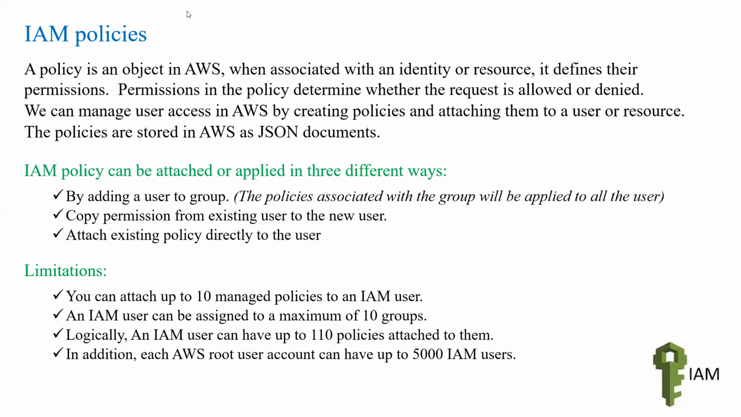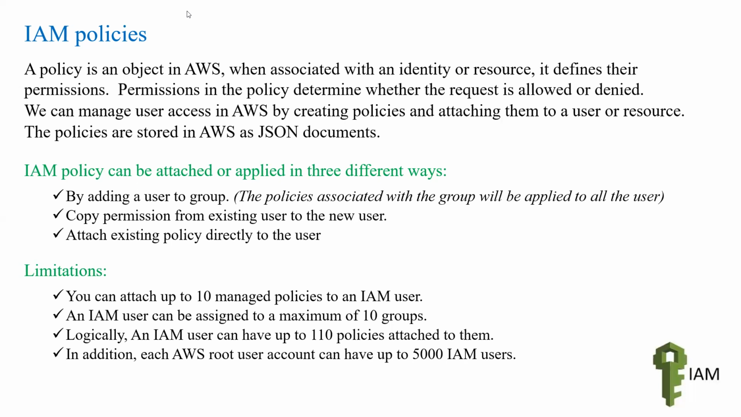Next, limitation number 2. An IAM user can be assigned to a maximum of 10 groups. We just spoke about a group, right? We will create a group named admin. To this admin group, we can attach 10 managed policies. Similarly, we can create an IAM user and attach 10 policies to the user. So the second limitation is that an IAM user can be assigned to a maximum of 10 groups.